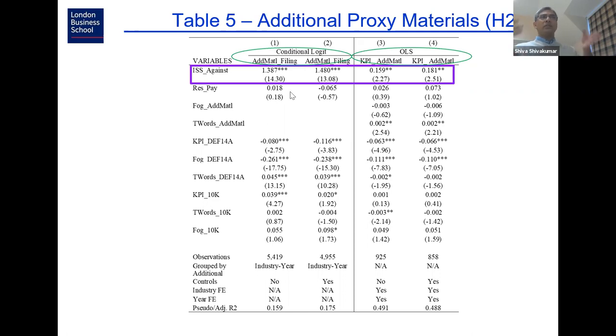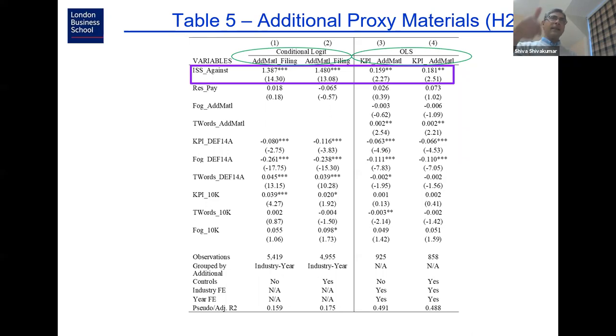And that is precisely the reason why we are narrowing it down to what happens around ISS against recommendations, because these ISS recommendations are specific to the SOP voting. We look at how firms respond to those ISS against recommendations. And there we find that firms which have got an ISS against recommendation are more likely to file a proxy amendment, an additional proxy statement filing, which is your DEF A14A. And not only that, those firms are likely to include more KPI disclosures in that specific additional material.